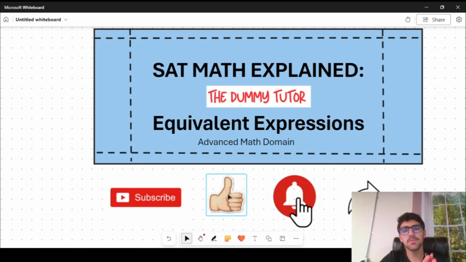Today we're moving on from the algebra domain and into the advanced math domain, and the first focus skill is equivalent expressions.